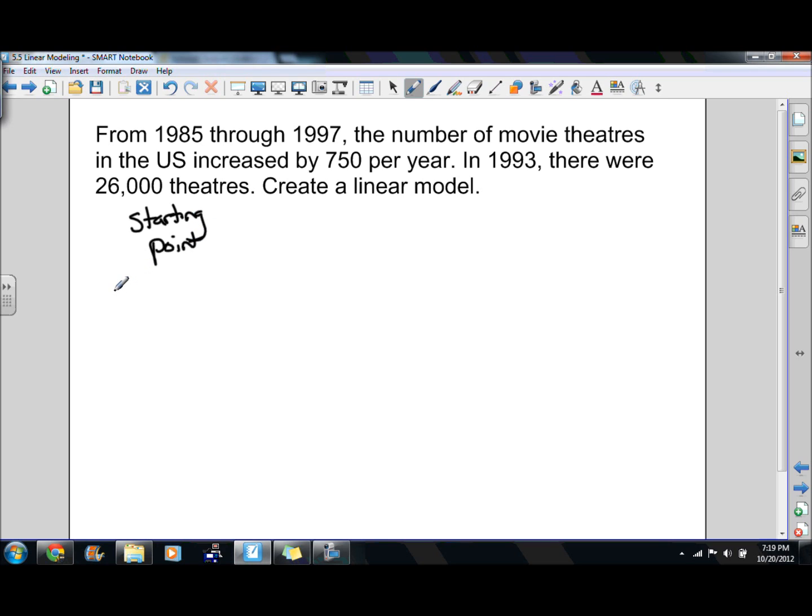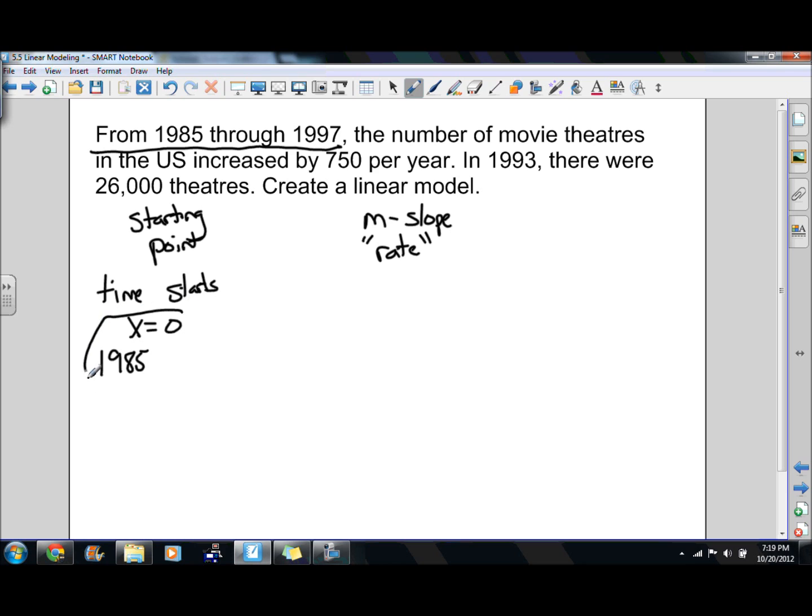and what I want you to think of as where the time starts, or x equals 0. Where are we beginning? And the second thing you need to figure out is your m, or we learned that as slope, but you can also think of it as rate. Something per. Okay? First thing we got to figure out is, where does our time start? Well, the first problem says from 1985 through 1997, our starting time is 1985, our x equals 0, because that's where the problem begins.